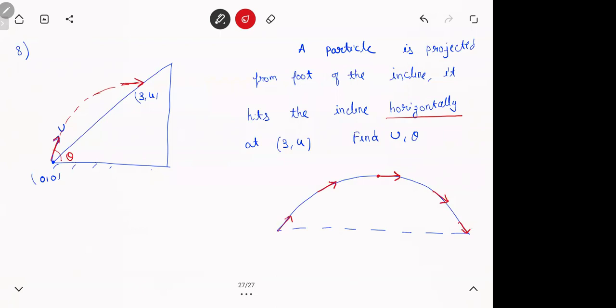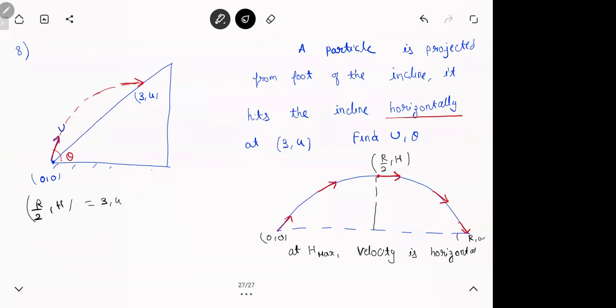So if you see it is going this way, so at H max, the particle becomes horizontal, or the velocity becomes horizontal. So indirectly, you know what he gave you? This is origin. What is this point then? Half of range and H max, na? So indirectly, he gave you that this point R by 2 comma H max is 3 comma 4. So this must be H max. Right?